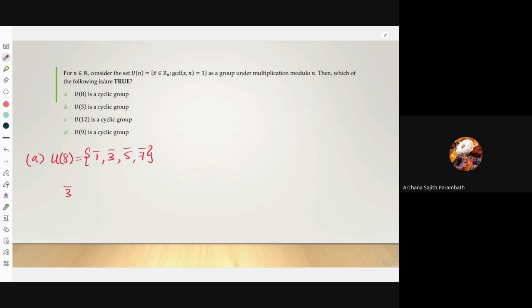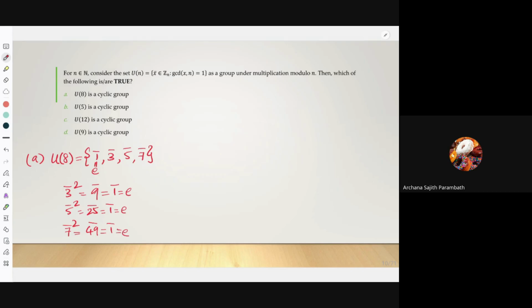Now 3 bar square is basically 9 bar, which is 1 bar. And the identity of this group is 1 bar. So 3 has order 2. 5 bar square is 25 bar. 25 is again congruent to 1 mod 8 because 25 minus 1 is 24. So this is again of order 2. What about 7 bar? 7 bar square is 49 bar, which is again 1 bar because 49 minus 1 is 48, which is divisible by 8. And this is again the identity.